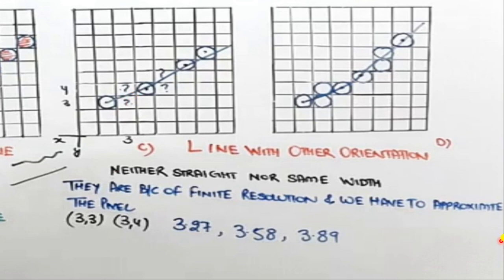So for this we have taken the approximate value, the x and y coordinates. 3.27 will be there, 3.5 will be there, 3.89 will be there, which is approximately the value of 4. So we will consider it as 4. So the line will come like this. Okay, so instead of a straight line, the line will become like this, and this grid will be glowed. After that the line will touch the next pixel. So like this, the line will move to the next pixel.